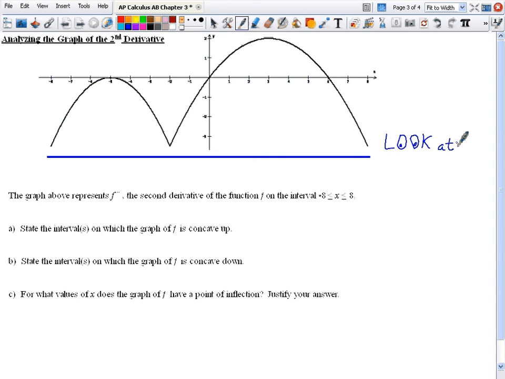So now we can answer part C. For what values of x does the graph of f have a point of inflection? So we can say f has points of inflection at x equals 0 and x equals 6.